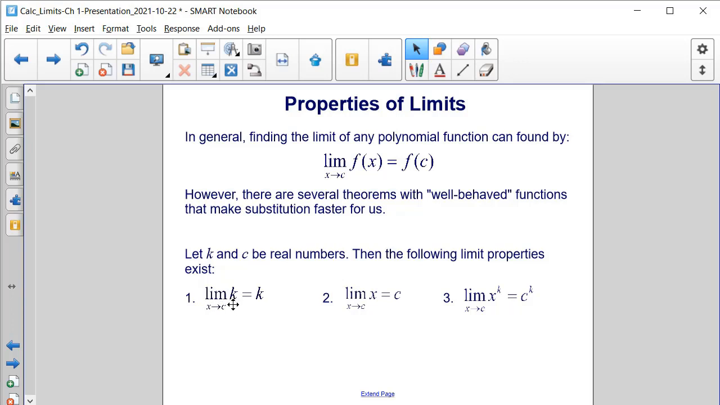The limit of k as x approaches c, where k is basically a constant, is equal to k. And the reason that this is true is because there's no x value that we can substitute c in for. So the constant is going to remain the same. The second property is the limit of x as x approaches c is equal to c. And the last one that we have is the limit of x raised to the k power as x approaches c is equal to c raised to the k power.